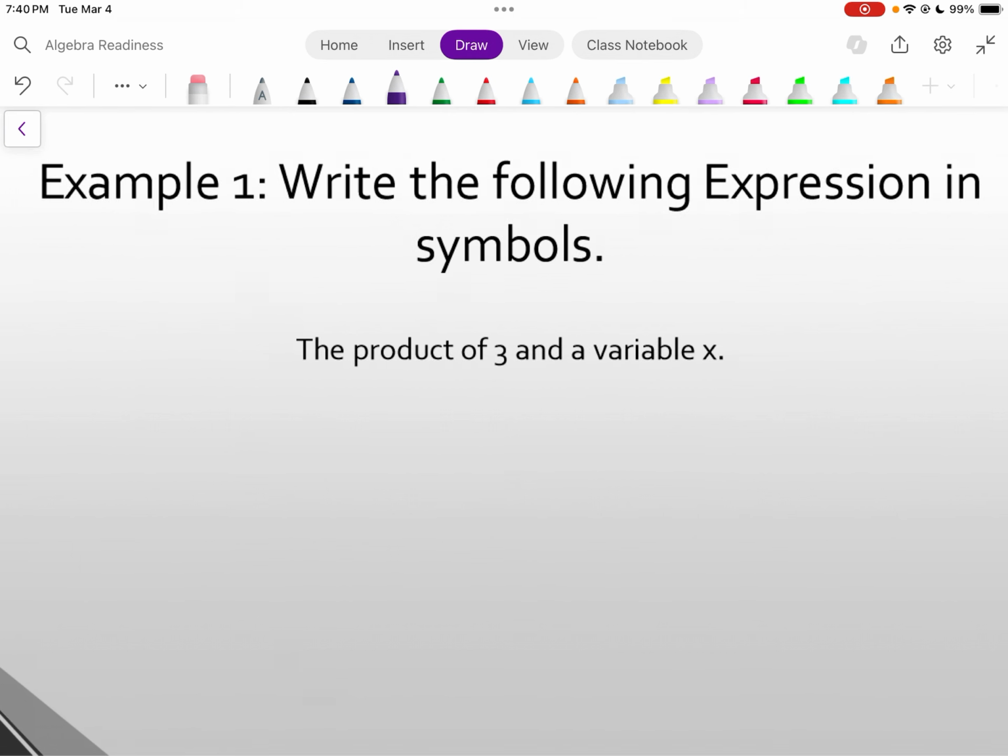So for example 1, we want the product of 3 and a variable x. So right away, you should identify product as one of our vocabulary words. And product means we are going to multiply. And when we have the product of a number and a variable, we do not use a multiplication sign. So all we are going to do is write the number first and the variable next to it. And this would be our answer in symbols. So the product of 3 and a variable x would be written as 3x.